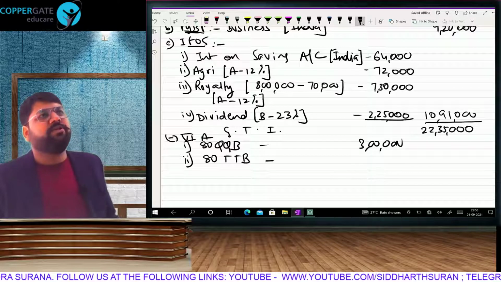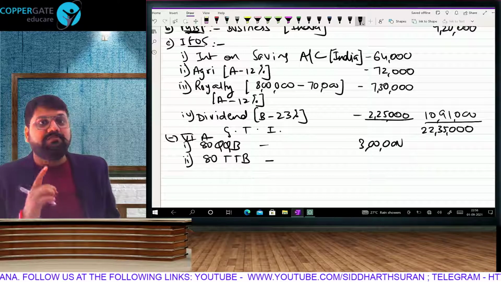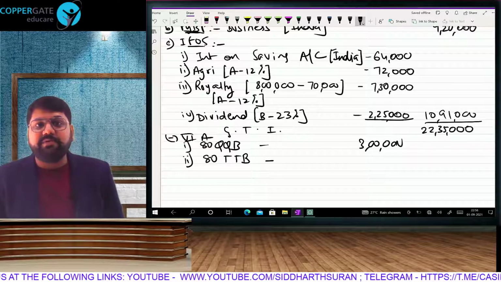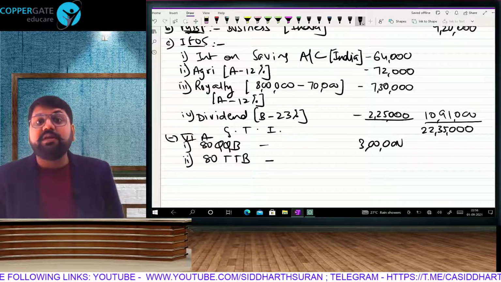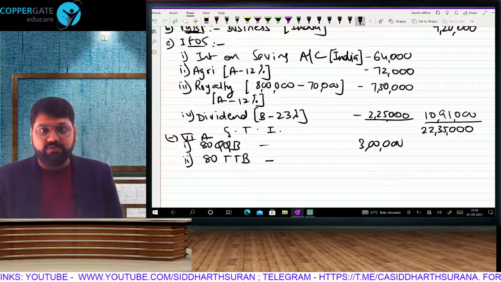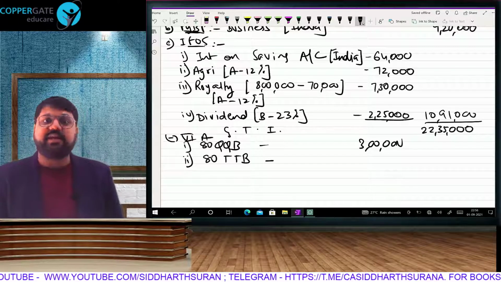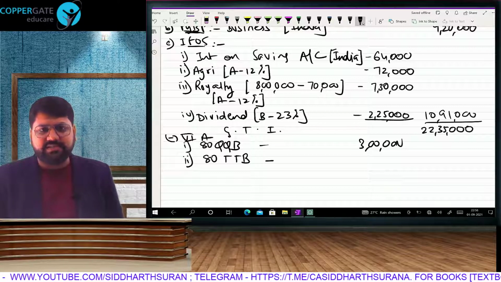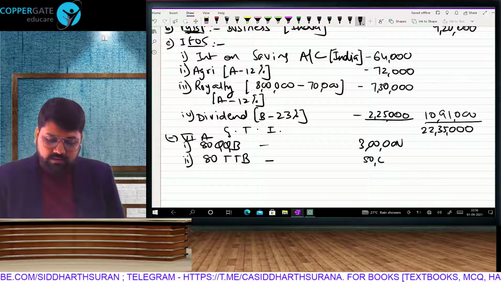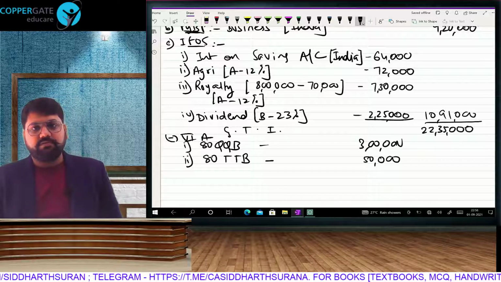Section number changes, sir, only section change. What difference is? The maximum limit of 80 TTA is 10,000, but the maximum limit of 80 TTB, which is only if the assessee is a resident senior citizen, not available for non-residents. Non-resident will come in 80 TTA, but here Mr. Vikas is resident. The maximum limit will be 50,000.